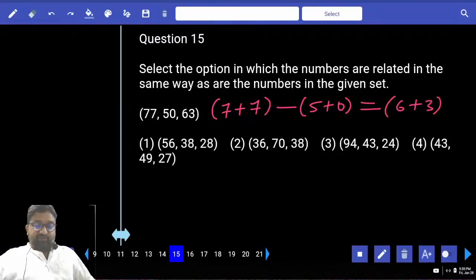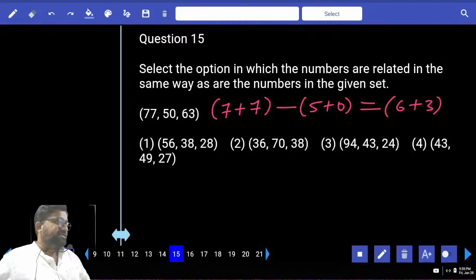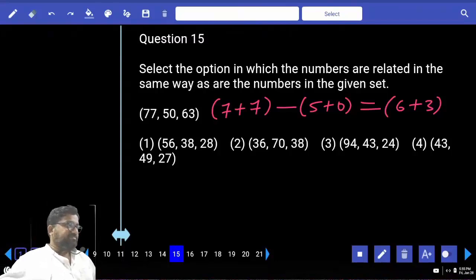Seven plus 7, 14, minus 5 plus 0 is 5. 14 minus 5 is equal to 9. And that 9 I get from the sum of the digits of 6 and 3. Rarest of the rarest logics. Very rare. And this is possible only with the third option.